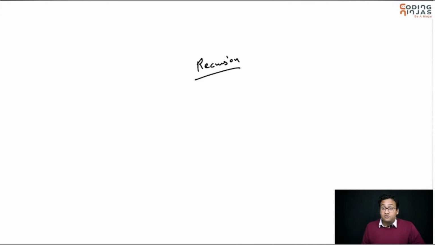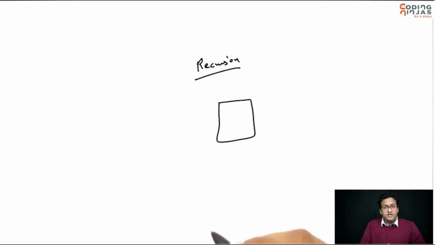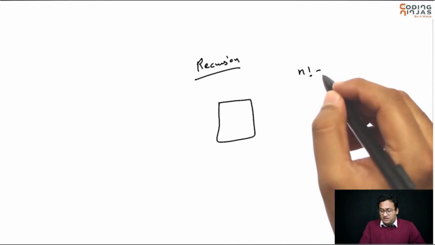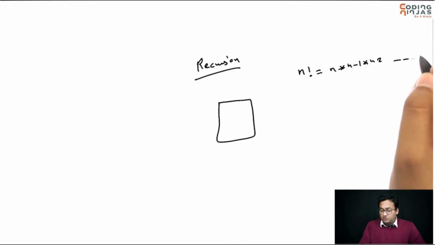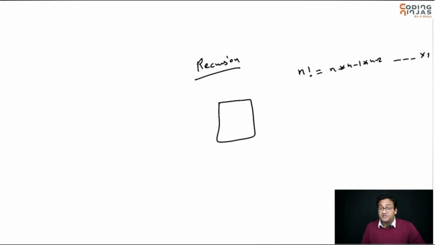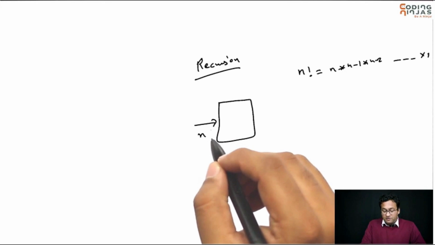Okay, so a function can call itself when the function is saying, okay, you want me to calculate, for example, let's say n factorial. I hope you know what n factorial is. N factorial is n into n minus 1 into n minus 2 up to 1. Multiplication of the first n natural numbers is called n factorial. So I want a function to calculate n factorial for me.